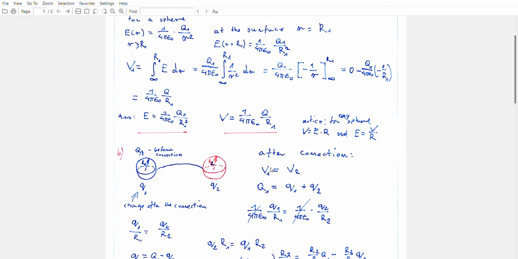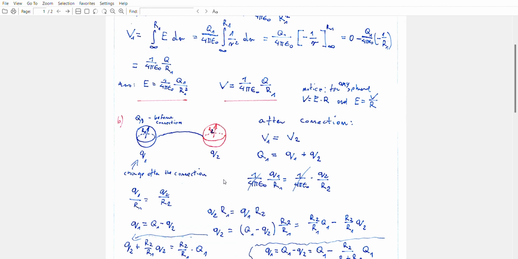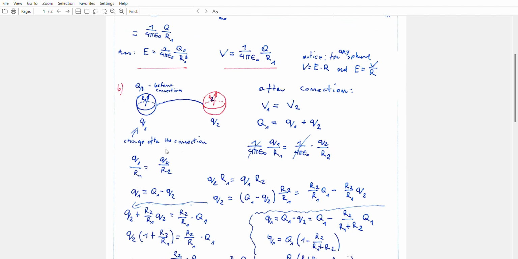After connection we have the potential of the first sphere equal to the second one. Because we had a limited amount of charge, with the first sphere as the reservoir, the initial charge Q1 is equal to q1 plus q2. It means that the charge is redistributed among the two spheres, but not equally, and we have to calculate how. Substituting the potential condition, with some unknown q1 and q2 after connection, the common terms cancel out and we end up with a proportion. By diagonal multiplying, we find that q2 times r1 is equal to q1 times r2.